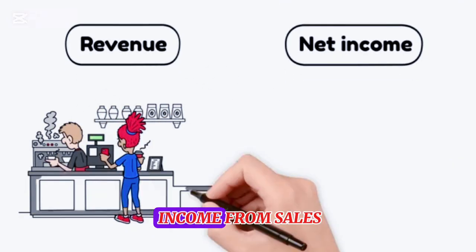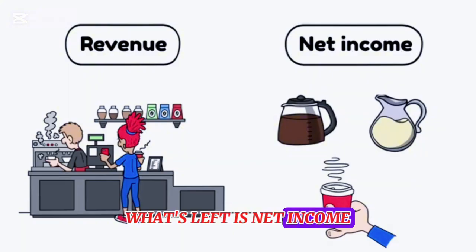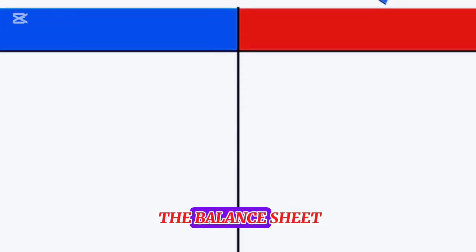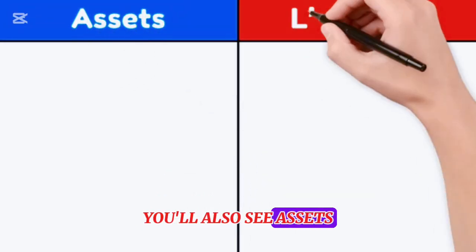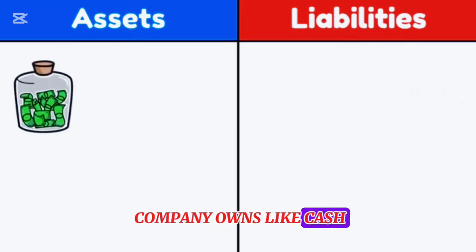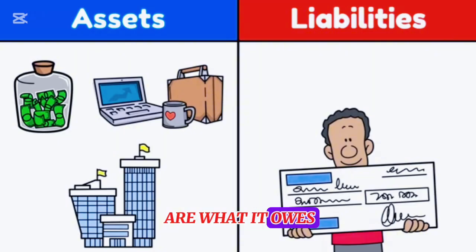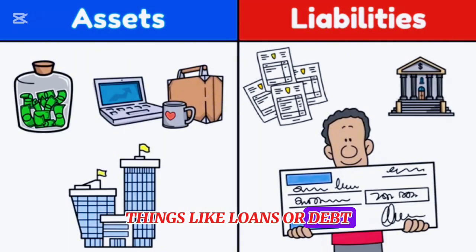Revenue is the total income from sales. After expenses are subtracted, what's left is net income. That's the profit. On the balance sheet, you'll also see assets and liabilities. Assets are what the company owns, like cash, equipment, or property. Liabilities are what it owes, things like loans or debt.